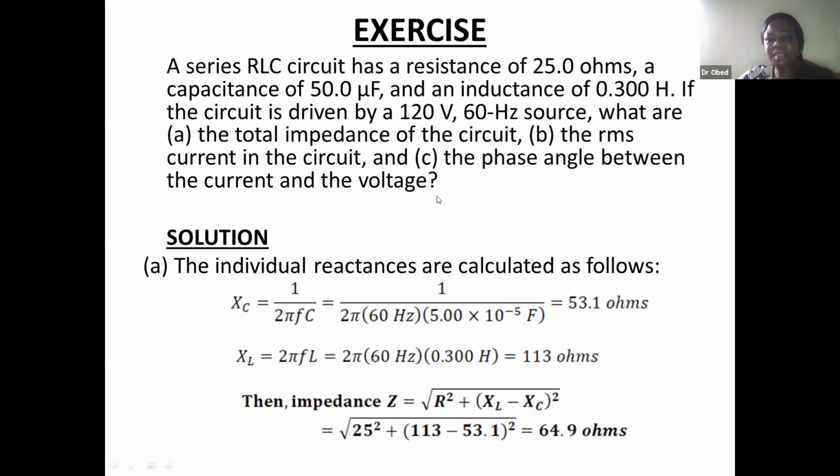So we will apply all the equations we have seen. The solution has been given here. The individual reactances are calculated as follows. Using this formula, capacitive reactance, we have 1 over 2 pi FC, 2 pi times 60 hertz times 5.0 times 10 raised to the power minus 5.